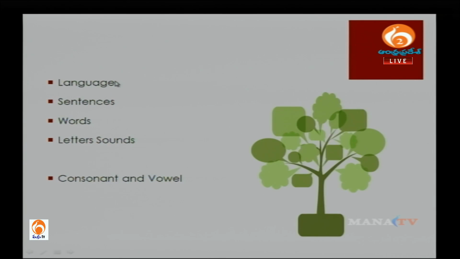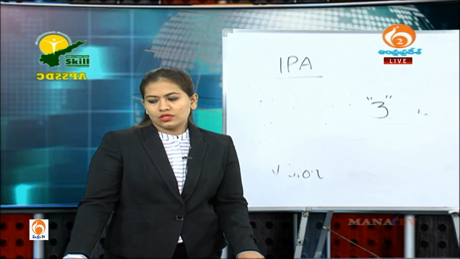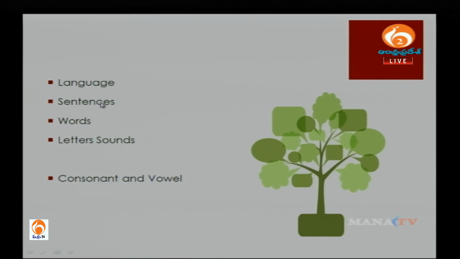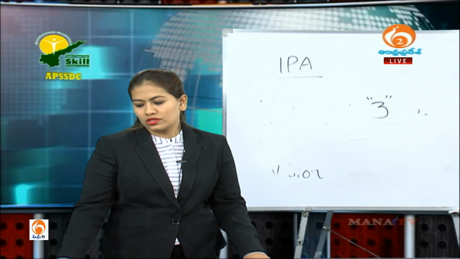Like this slide was an important agenda that we have covered today. Language, and then language is broken down to sentences. Sentences are further broken down to groups of words. Groups of words are again broken into letters. When I say letters, I mean written communication. When I say sounds, I mean spoken communication. So both letters and sounds have consonants and vowels: vowel letters and vowel sounds, consonant sounds and consonant letters.